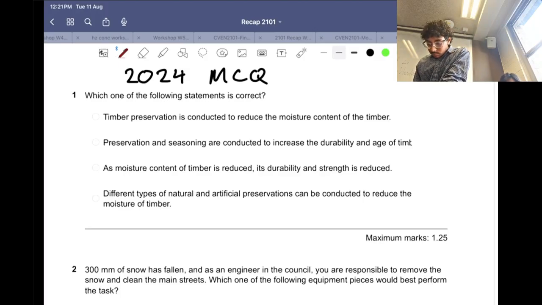Not exactly why, but brief sort of. Yeah, do you want to have a go? Doesn't preservation and seasoning just add strength properties, by reducing moisture and stuff like that in the timber itself? Yeah, that's essentially it. Seasoning is just reducing the moisture content, whereas preservation is adding more chemicals. Both of them just increase durability and age of the timber.